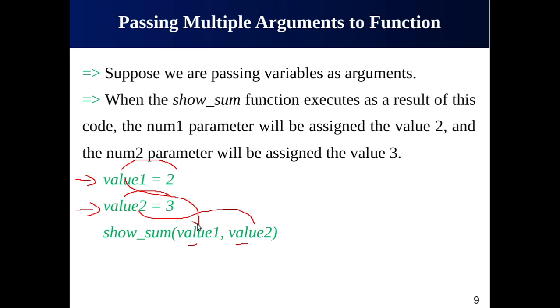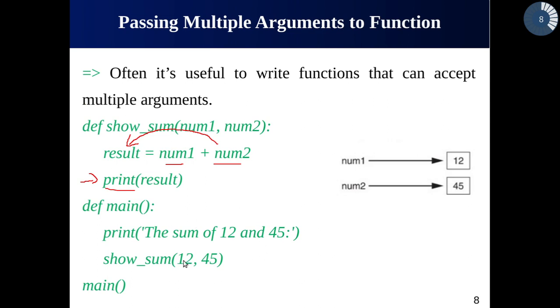So instead of providing constants, you can also provide variables to a function, and they are passed as arguments to the function that we want to call. Actually, the concept is the same. Here we are only making a change: instead of providing the numbers, we are providing the variables. The rest of the concept is the same.